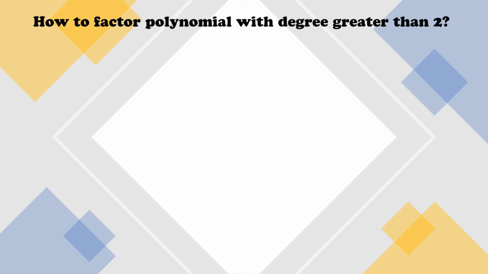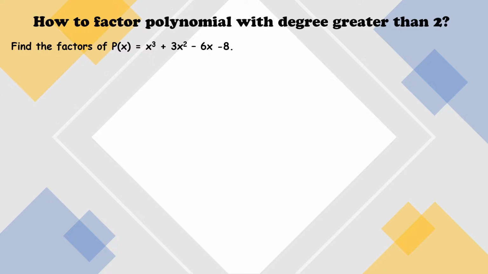If you want to factor quadratic expressions, you can simply use the method that we had in our review. But how do you factor polynomials with degree greater than 2? Let's try to find the factors of P of x equals x cubed plus 3x squared minus 6x minus 8. You can find the factors of this polynomial using synthetic division, the factor theorem, or the remainder theorem. But for this one, we're going to use synthetic division.